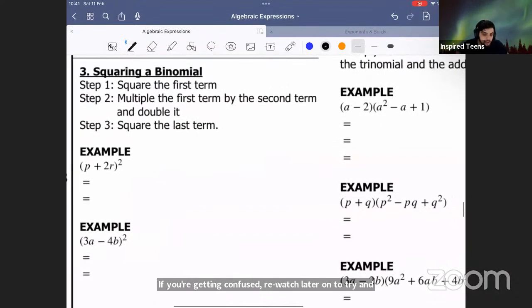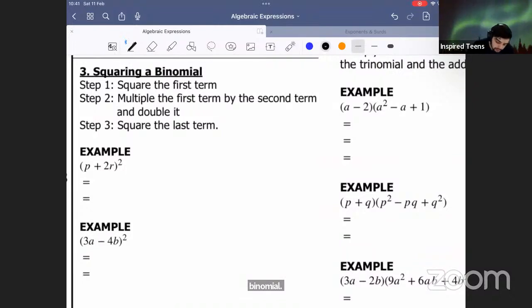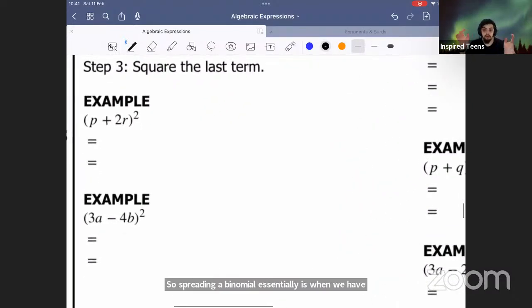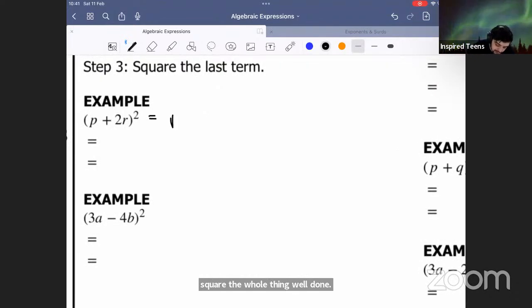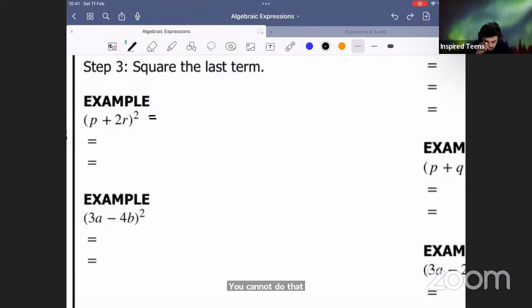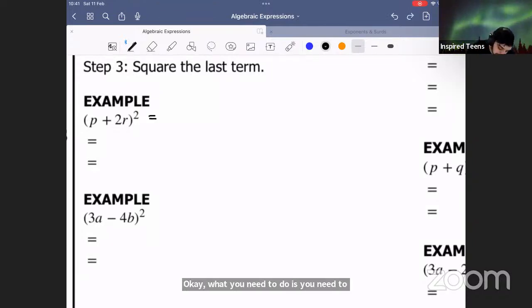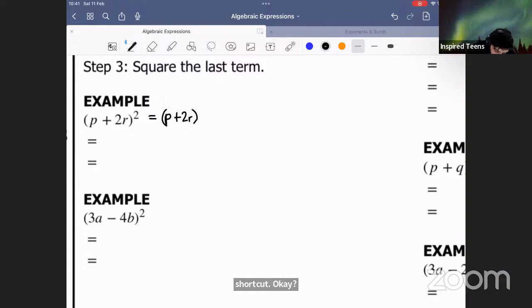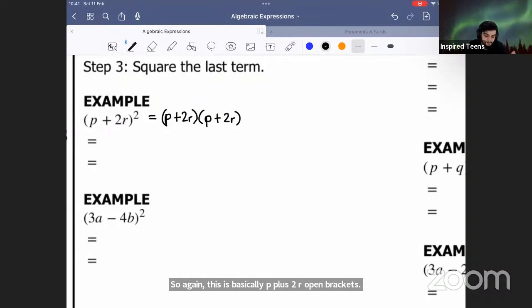Let's talk about squaring a binomial. So squaring a binomial essentially is when we have something like this. We have a binomial and then you square the whole thing. Well done. So in this case, what not to do is you can't say p squared plus 2r squared. This is completely incorrect. You cannot do that. Okay. What you need to do is you need to follow the shortcut. Okay. So again, this is basically p plus 2r, open brackets, p plus 2r. It is two of the same brackets because you are squaring it.